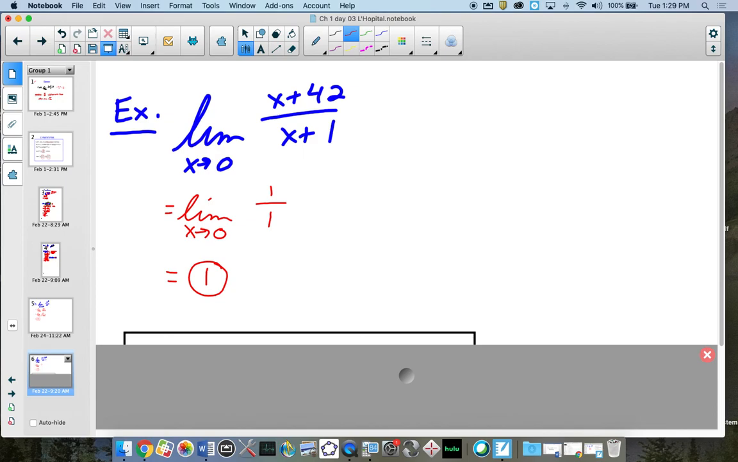Did I catch you? Did I fool you? No, that's not the right answer, because L'Hopital's rule doesn't apply. What happens when you plug in 0 directly? 0 plus 42 is 42. 0 plus 1 is 1. The answer is 42. Just trying to see if you're still awake.